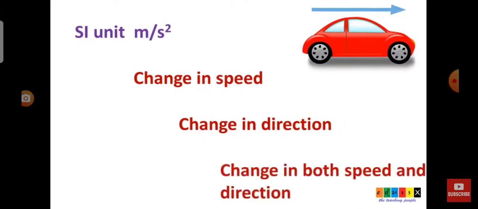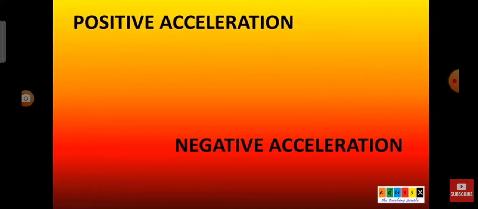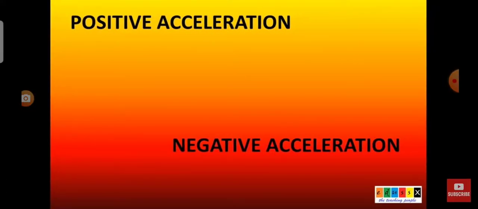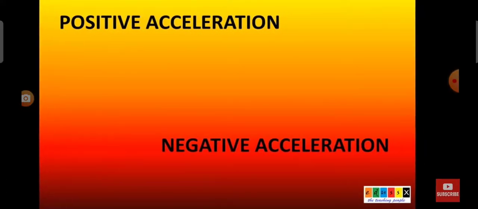So the SI unit of acceleration is meter per second square. In other words, the object undergoes acceleration when its speed or direction changes, or both speed and direction change. And we see about positive acceleration and negative acceleration.